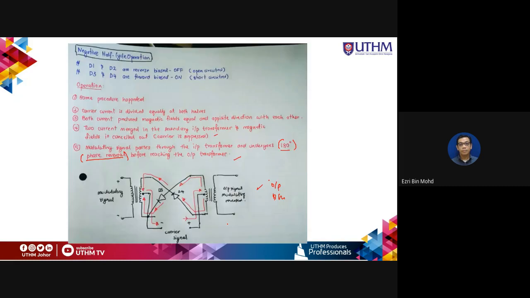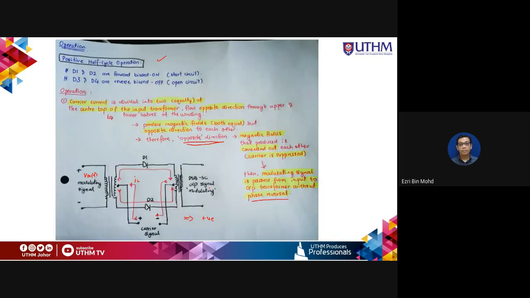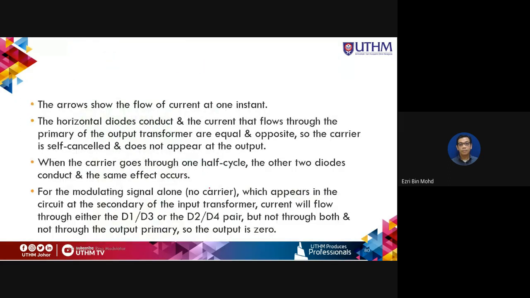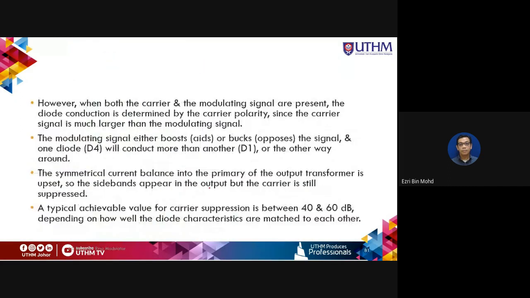So why is there no carrier? Because the carrier is suppressed by opposite magnetic fields for both the positive half cycle and the negative half cycle. This one is the same, you can read it yourself.